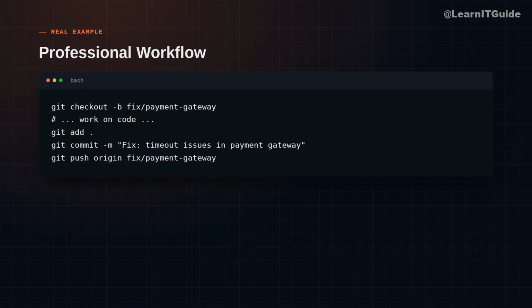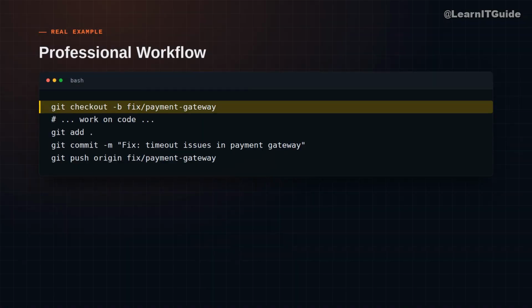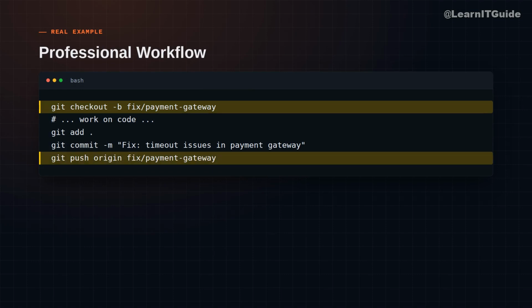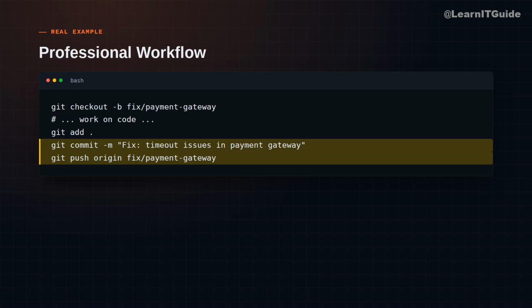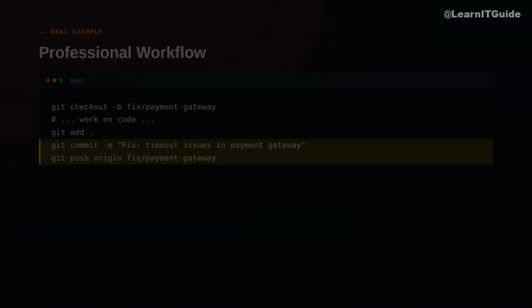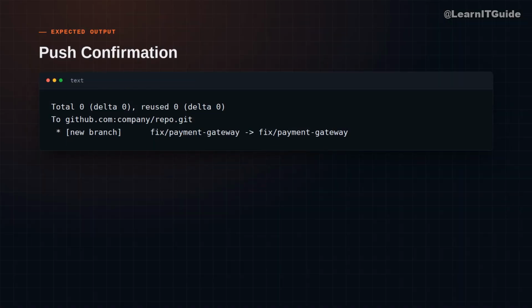In production, you will use this pattern. The -b flag creates and switches in one step. We use a naming convention like fix or feature slash to categorize our work. After committing, we push the branch to the remote server so the rest of the team can review it via a pull request. You should see a confirmation that the new branch was created on the remote server. This is exactly what a senior engineer expects to see after completing a task.